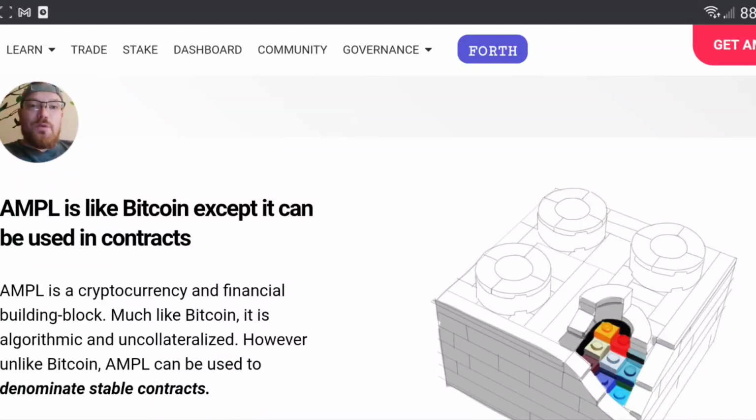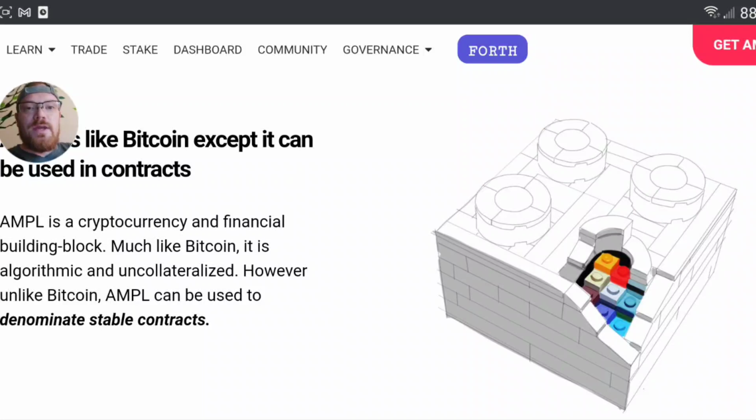So Ampl is like Bitcoin, except it can be used in contracts, like that video just explained to us. Basically, when you hold Ampleforth, if the price goes above $1, your tokens in your wallet automatically increase. If the price goes below $1, the tokens in your wallet decrease. So this is very interesting, guys. Let's go ahead and continue here.